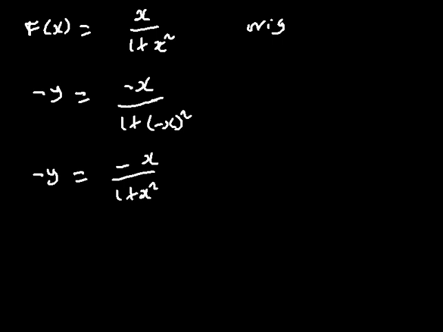If that is the case, you should understand that upon making y the subject, we'll have x over 1 plus x squared. As you can see, the function we have obtained is the same as the original function. Therefore, the graph of the function is symmetric along the origin, or with respect to the origin.